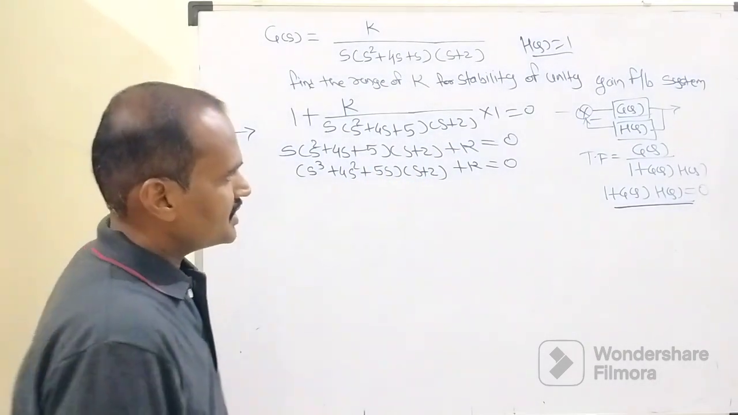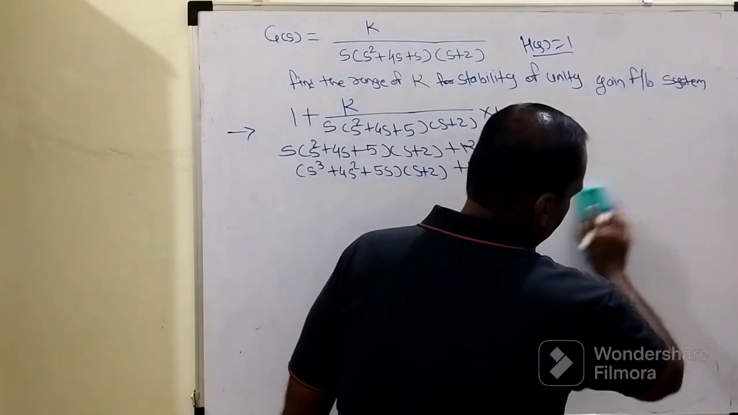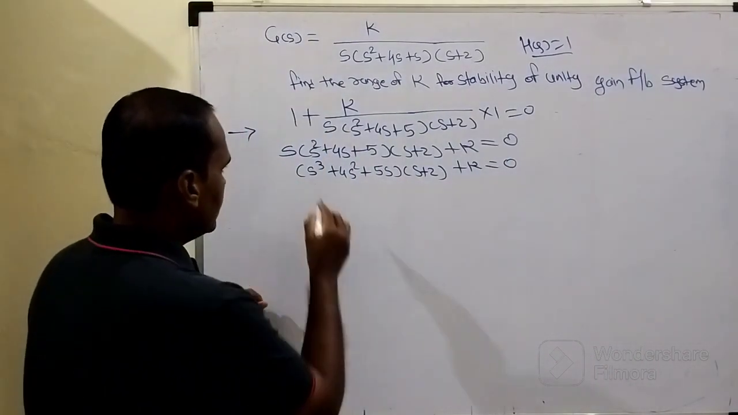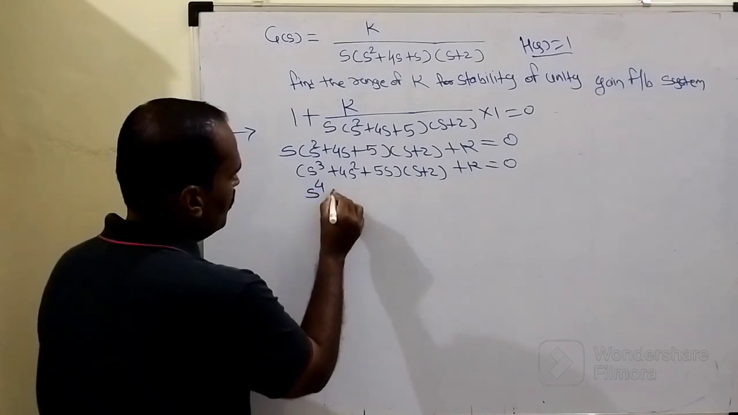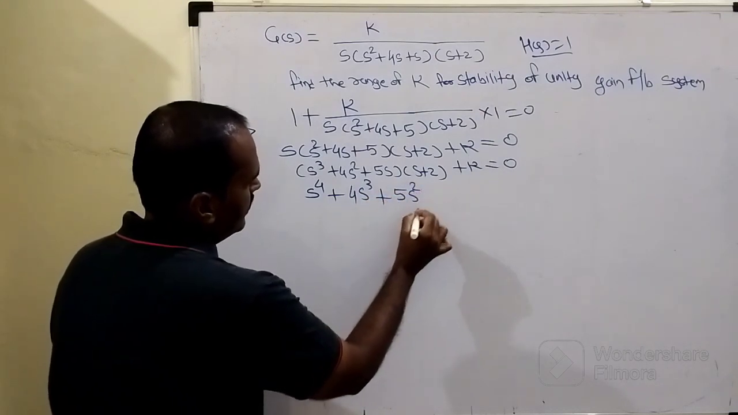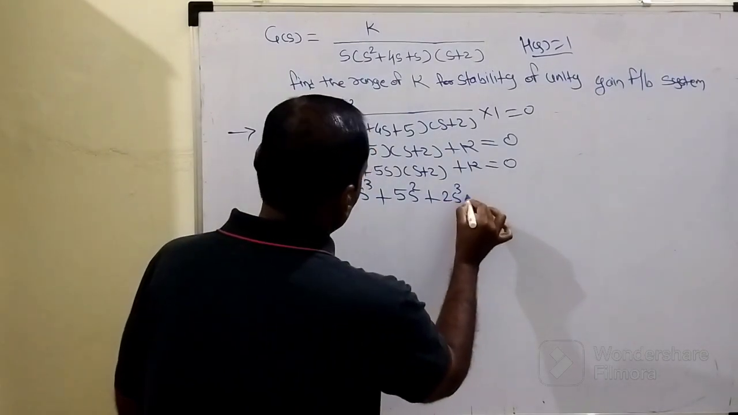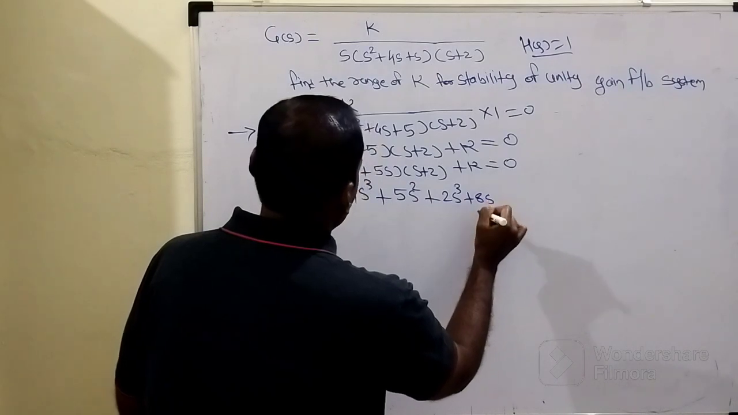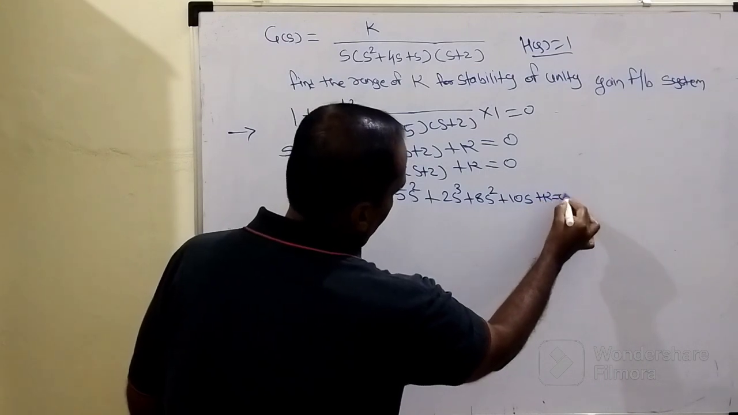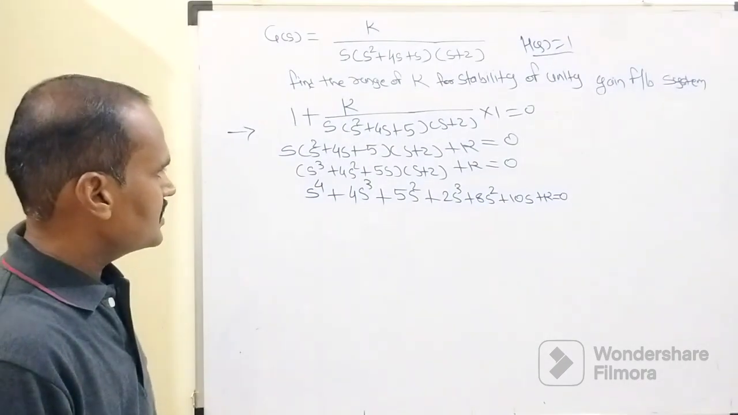As a result of multiplication, when these two parentheses are multiplied with each other, this S will get multiplied with S raised to 3, so it will become S raised to 4 plus 4S raised to 3 plus 5S square. Then after that, this 2 is being multiplied with this parenthesis, so 2S cube plus 8S square plus 10 times S plus K equals 0. So this is how your characteristics equation will look like.